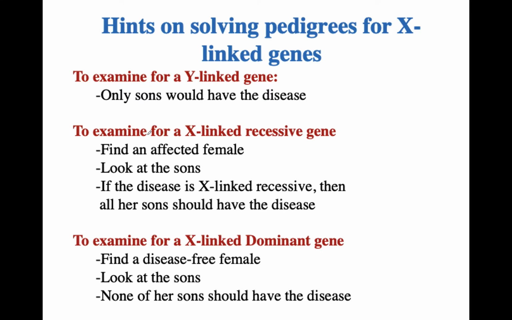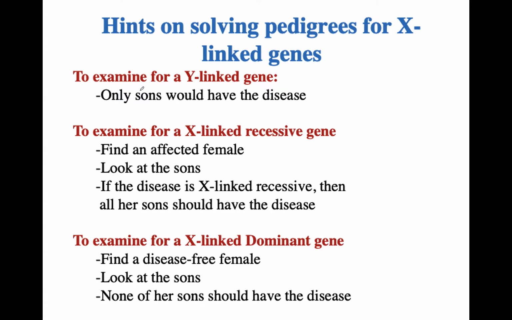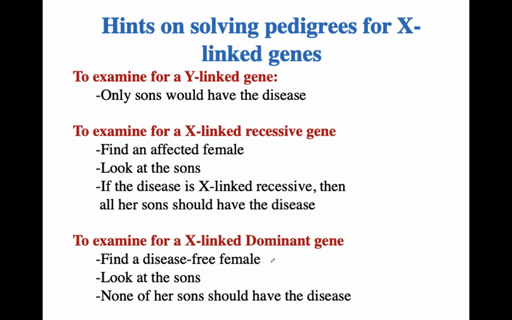Some tips for solving pedigrees, especially when you try to see if you can eliminate X linkage, sex linkage. If we give you a pedigree like this, and I'm going to solve this within a minute for you, and we ask what is the inheritance pattern of the gene? Is it on the Y chromosome? Is it on the autosome? Is it dominant or recessive on the X chromosome? Go through the process of elimination to get you close to the final answer.